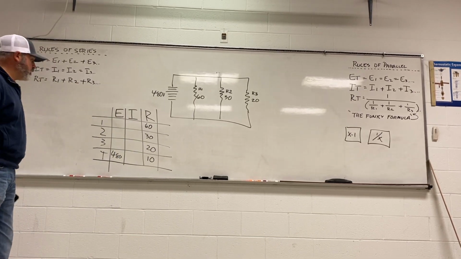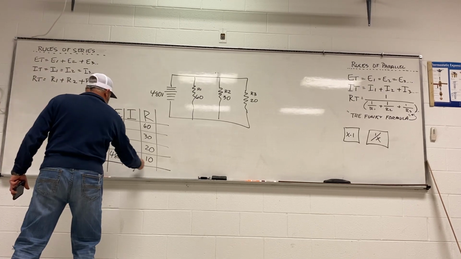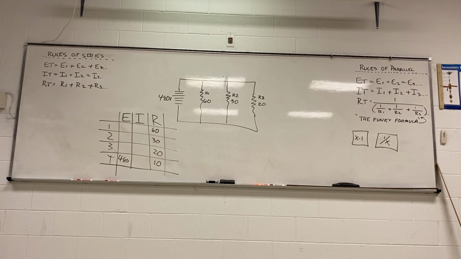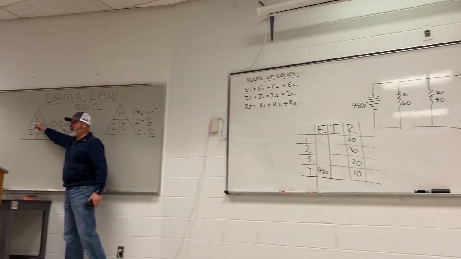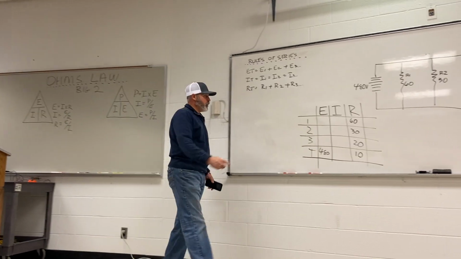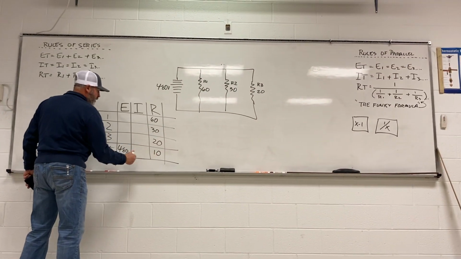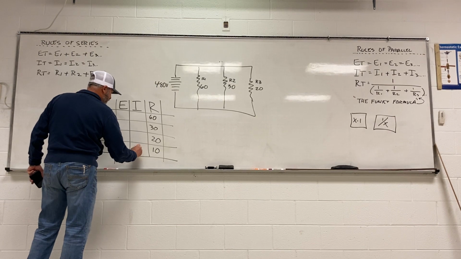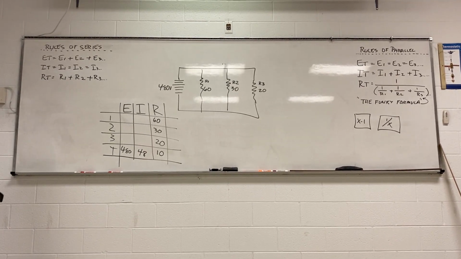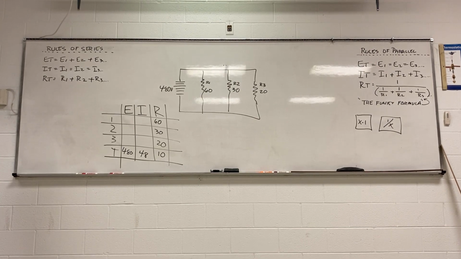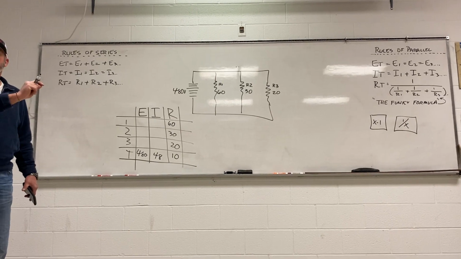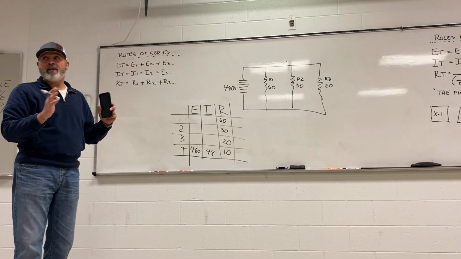Okay, now what do we do? We know 2 of the 3. We can go over to Ohm's law, and we know the total voltage is 480, and we know our total resistance is 10. If we take 480 divided by 10, I do believe that is 48. Does everybody agree?